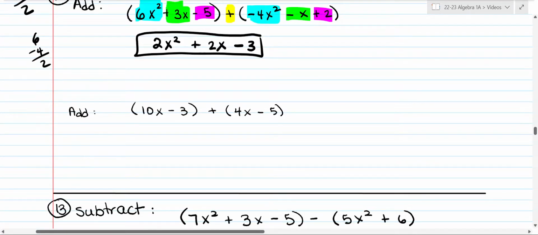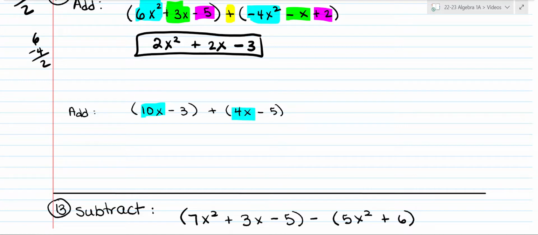All right, here's another one. We do like terms. We're just going to go ahead and highlight the other ones. All right, so 10x plus 4x is 14x. Negative 3 plus negative 5 is negative 8.